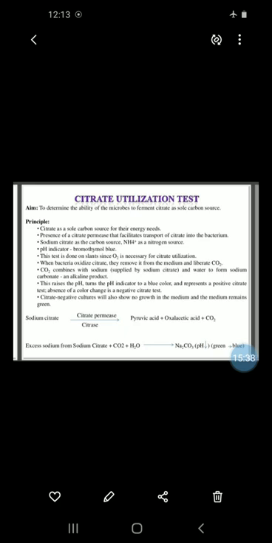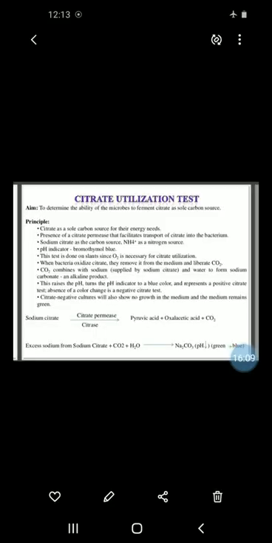Next we will see the citrate utilization test. So what is the aim of this test? The aim of this test is to determine the ability of microbes to ferment the citrate as a sole carbon source. Next we will see the principle of this test.